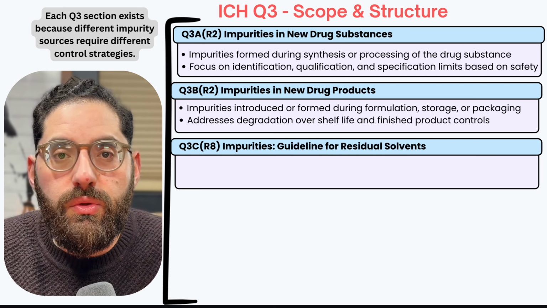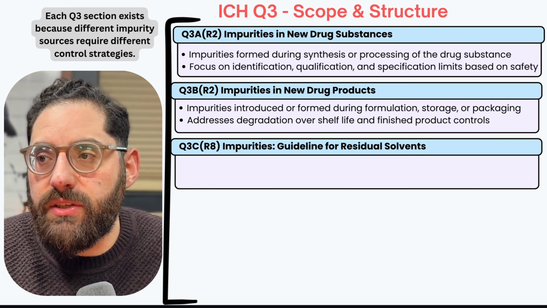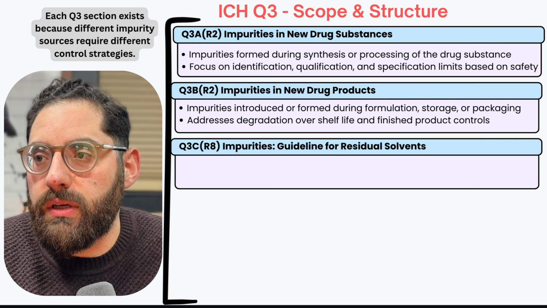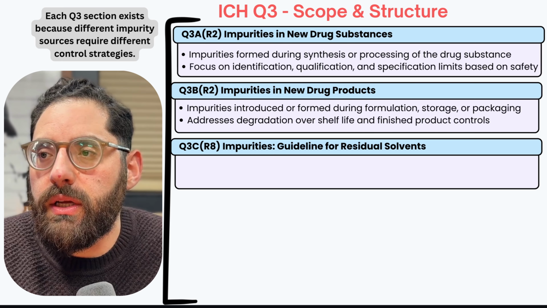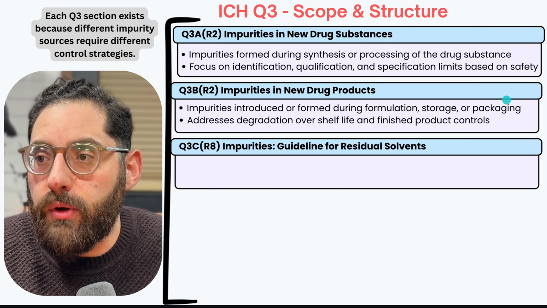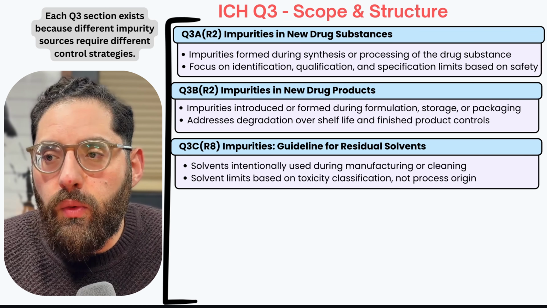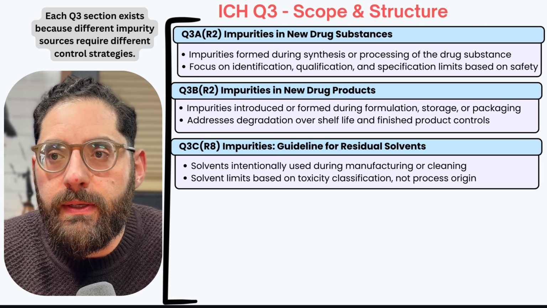Q3C talks about residual solvents that are intentionally used during manufacturing or cleaning, but these aren't unexpected byproducts. They're known materials that may be there as residual. They're supposed to be at a low level. It doesn't matter why the solvent was used. What matters is how much is left.